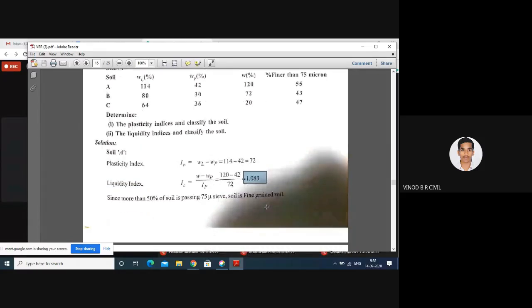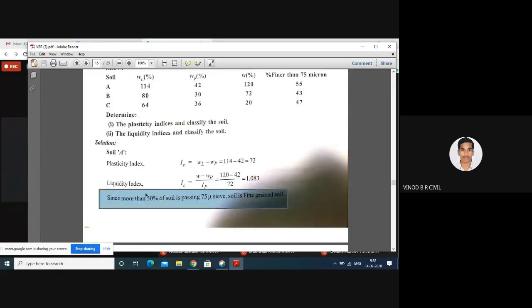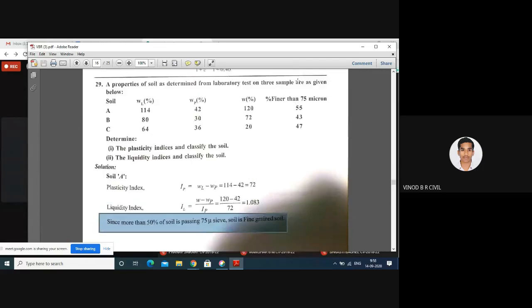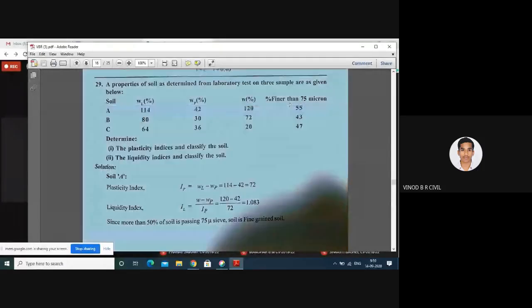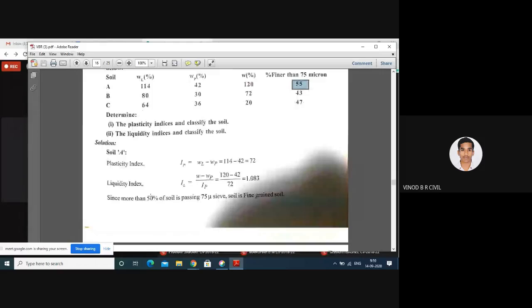Since more than 50% of the soil is passing 75 microns, the soil is fine grained. How do you conclude that? In the problem itself they gave 55%. For soil A, the fineness is 55 as given in the problem. Since more than 50% of the soil is passing the 75 micron sieve, the soil becomes fine grained soil.